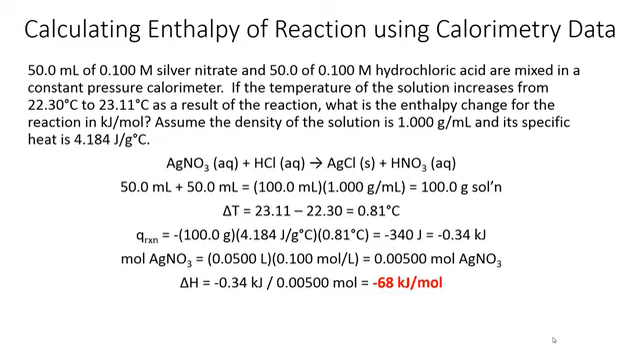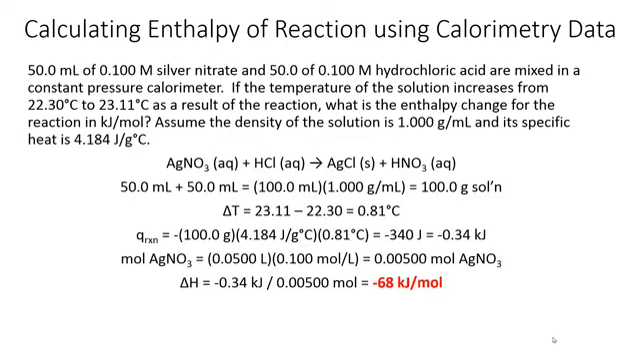Now we're ready to calculate Q solution and Q reaction. Q reaction is minus Q solution. Q solution is mass of solution times specific heat of the solution times delta T. In other words, Q reaction is minus 100 grams of solution times 4.184 joules per gram degree Celsius times 0.81 degrees Celsius, sorry. And if you multiply that together, you get a total of negative 340 joules. Notice we round our answer to two significant figures because of the two significant figures in our delta T. Well, negative 340 joules is negative 0.34 kilojoules.